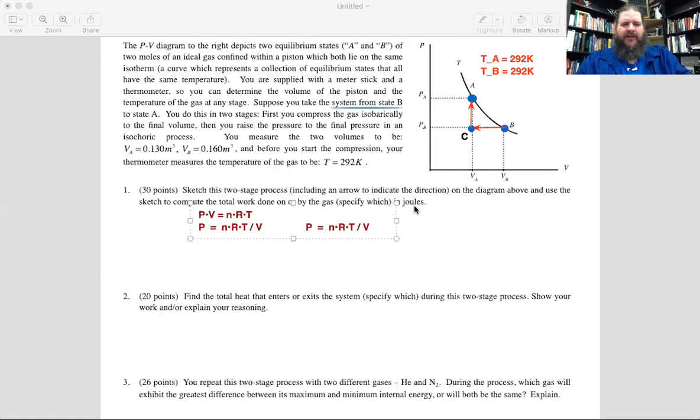So filling in some of these values, we know the N is 2 moles. We know R is 8.31 joules per Kelvin mole. And we know the temperature is 292 in both cases. So we just need to divide by the two different volumes. At A, looks like that volume is 0.13. At B, the volume provided is 0.16.